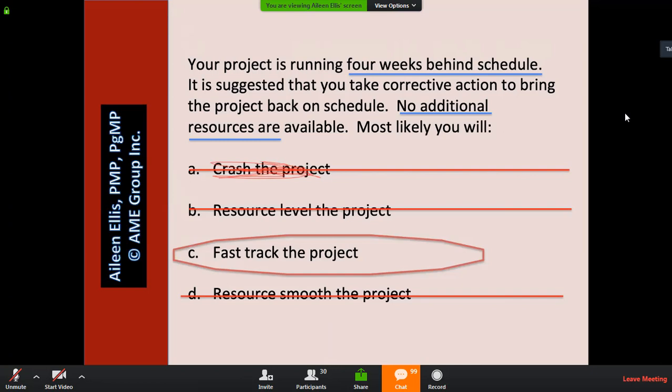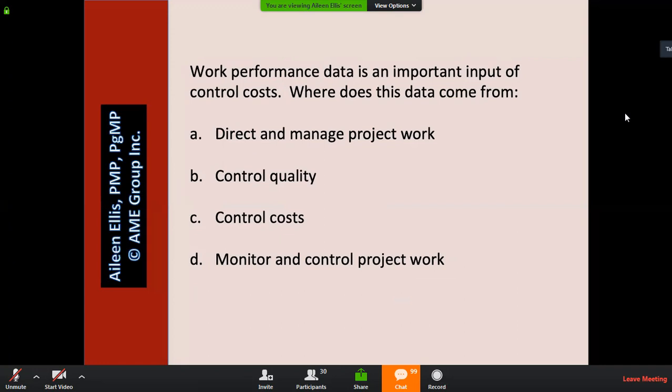So from Wesley, good added comments. Fast tracking usually increases the risk of the project. Crashing is going to cost additional money. Work performance data is an important input of control costs. Where does the data come from?